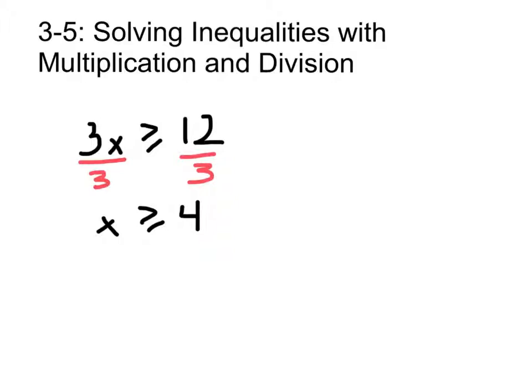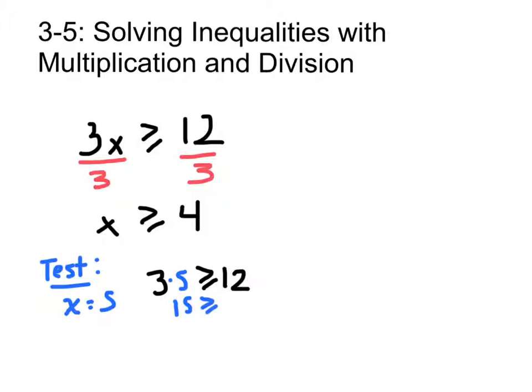So we can test this. We can test out our solution. Let's suppose x equals 5. You'll notice here that I, on purpose, picked a value that is a solution, where x is greater than or equal to 4, so let's assume x is equal to 5. Let's plug it back into my original inequality of 3 times x is greater than or equal to 12, except instead of x, we're going to put 5. Is 15 greater than or equal to 12? This answer checks.